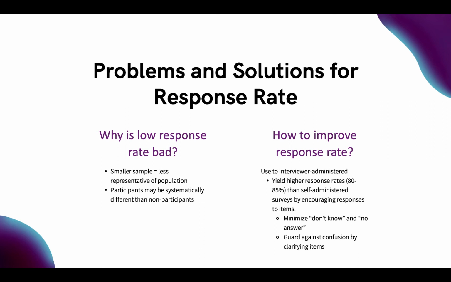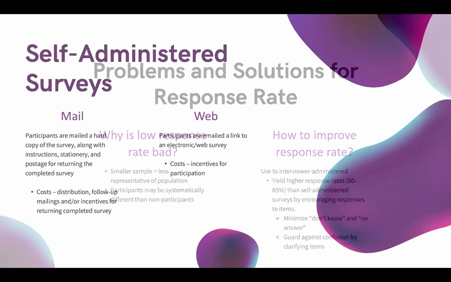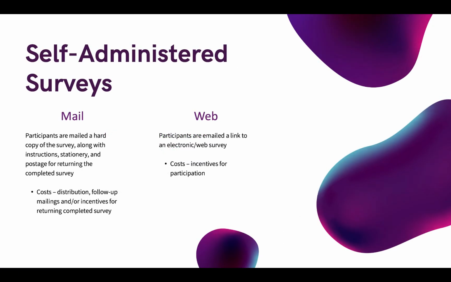If you have an interviewer giving the survey, the participant is less likely to say, oh, I don't know, or I'm not going to give an answer. And that's because the interviewer can encourage respondents to give a response. And again, they can guard against any confusion in items. If an item is sort of confusing, the interviewer can clarify it for the respondent, thereby increasing the likelihood that they will respond to that question. Of the self-administered survey type, we have 2 distinctions. We have mail-in surveys and we have web surveys.